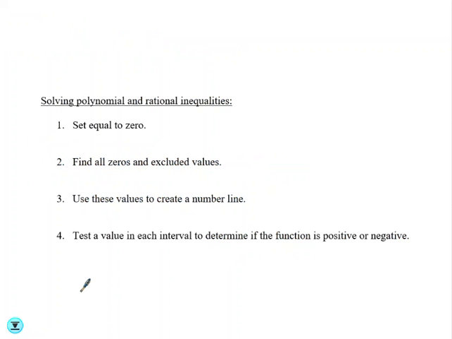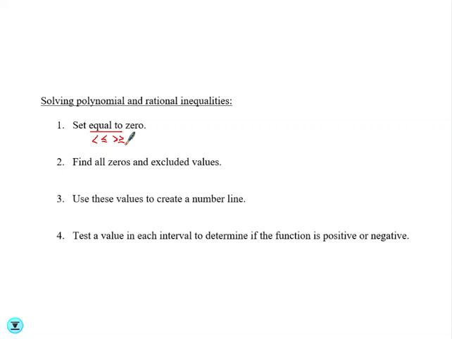First, a few steps for solving polynomial and rational inequalities. You need to first get the inequality equal to 0. And I know when I say equal, I don't actually mean an equal sign. It's still an inequality. We are still going to have inequality symbols. But you need to get everything on one side of the inequality.